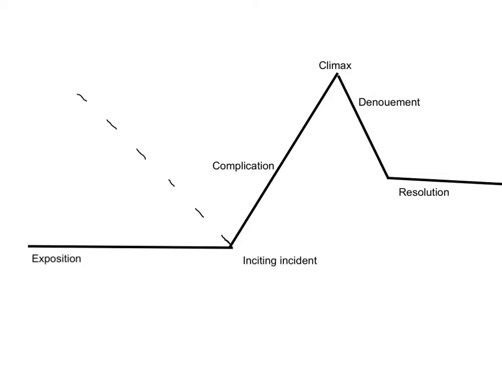Alright, exposition is where we meet Scrooge. We find out the location. The inciting incident is Jacob Marley says Scrooge will be visited by 3 ghosts. The complication is the first ghost. The climax is the second ghost. The denouement is the last ghost, which is the scene we're in now. And the resolution is the after effects.